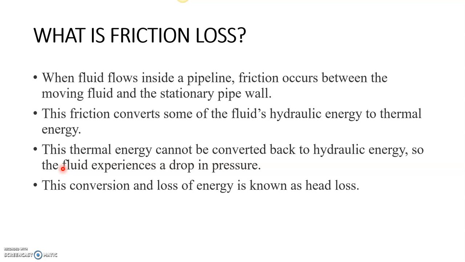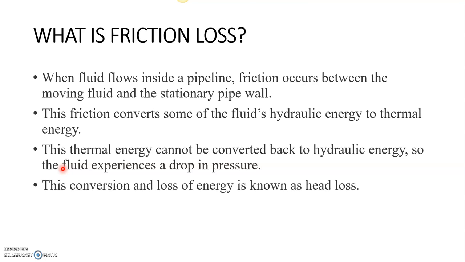The pipe is usually stationary, and the fluid is flowing inside the pipe, which is in motion. So there must be some friction between them. Due to that, hydraulic energy is converted to heat, due to this roughness and friction. There must be some heat between the stationary pipe wall and the fluid motion, so the fluid may lose pressure. This thermal energy cannot be converted again to hydraulic energy.